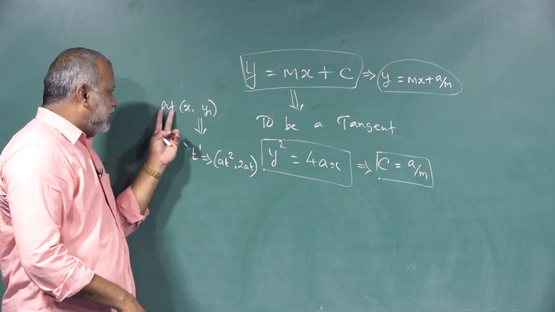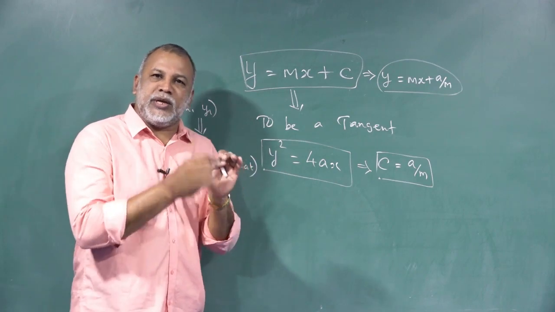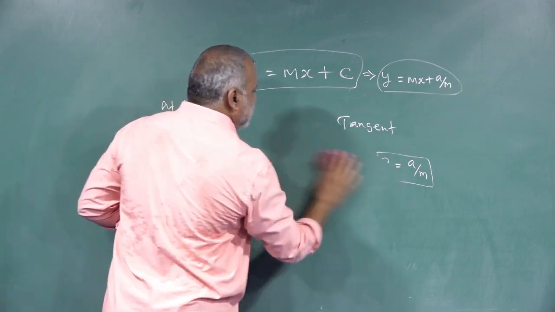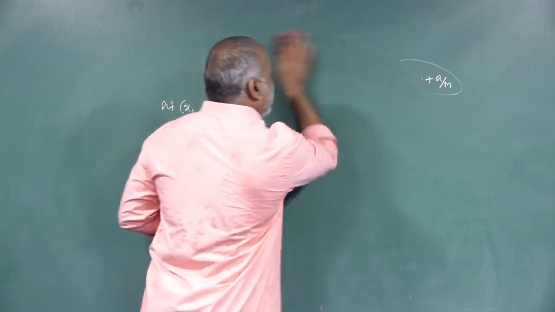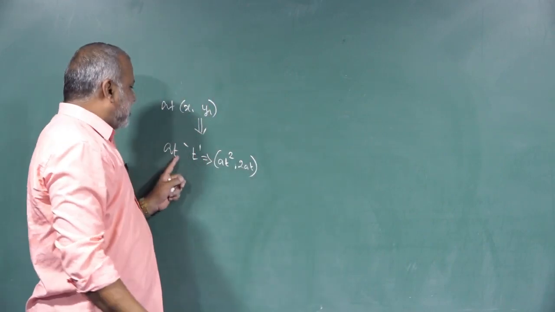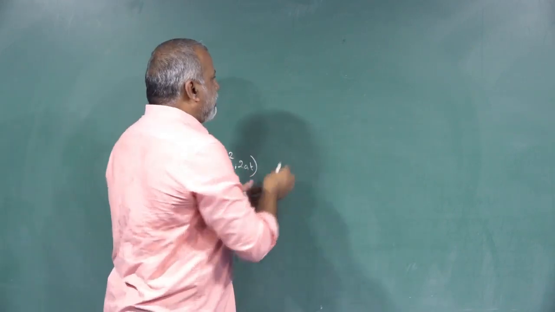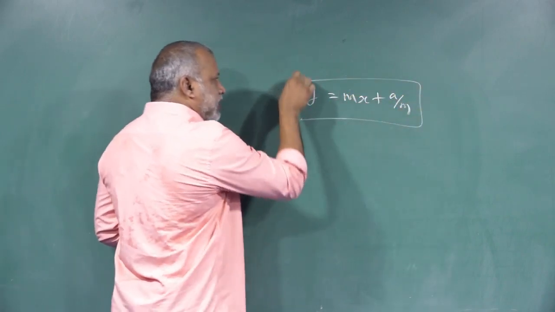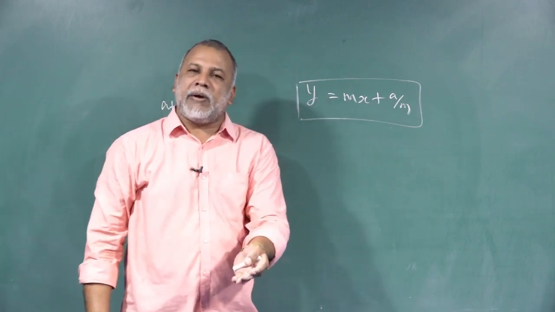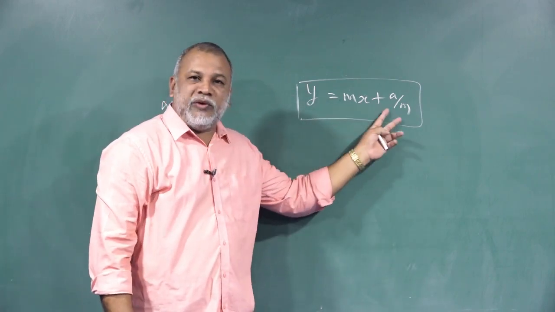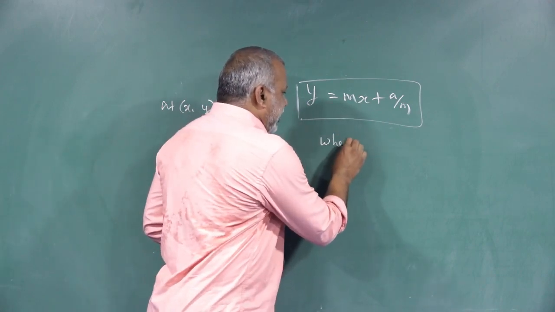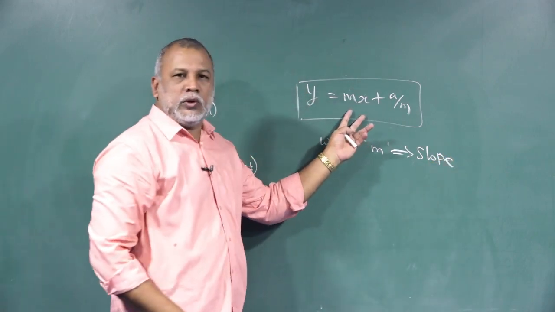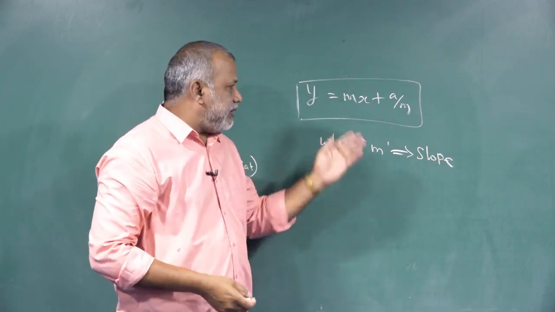Here you are using the word "at", which means the point must be on the parabola. Therefore, here you are using the equation of the tangent at x1 comma y1. Another one is the equation of the tangent at t. Here we are using y equal to mx plus a by m, which is also the equation of the tangent to the parabola in terms of slope, where m is the slope. So if you want to find the equation of the tangent in terms of slope, we must use this.